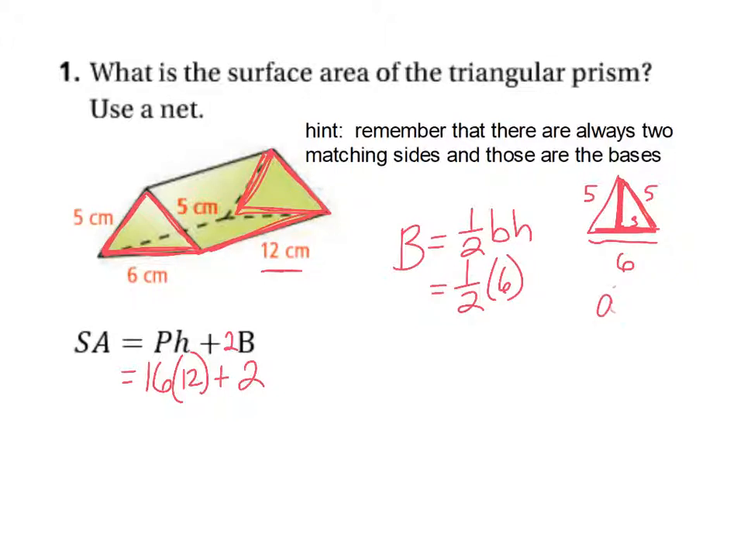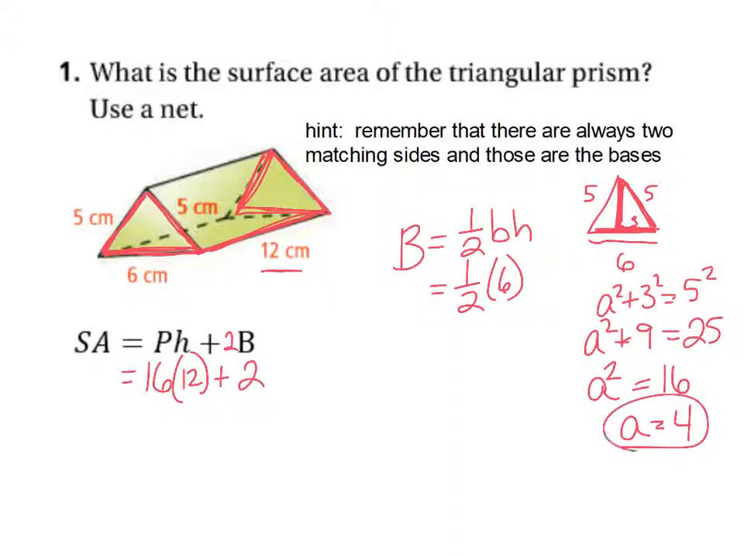So that's what I'm going to do. a squared plus 3 squared equals 5 squared. So a squared plus 9 equals 25. Subtract the 9, I get 16, so a is going to be 4. Okay, a is, and that's the height, right? That's going to be that measurement there, so I'm going to put a 4 here for the height. So 1/2 of 6 is 3, times 4 is 12. And that 12 gets put in right there for capital B.